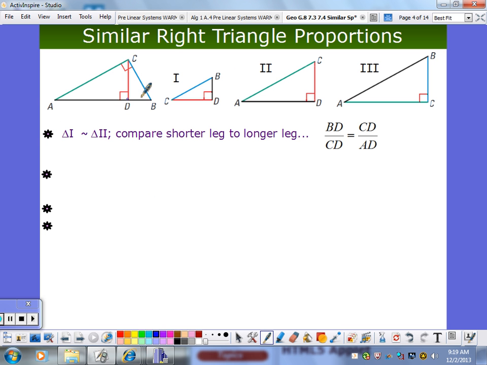So triangle 1, which is my little one here, and triangle 2 are similar. Compare the shorter leg to the longer leg. So BD is to CD as CD is to AD. Now this CD and CD have the same name, right? How come? Because remember, they're still part of one kind of shape. Even though they look like separate triangles, they're not. These are attached. So does this proportion make sense?